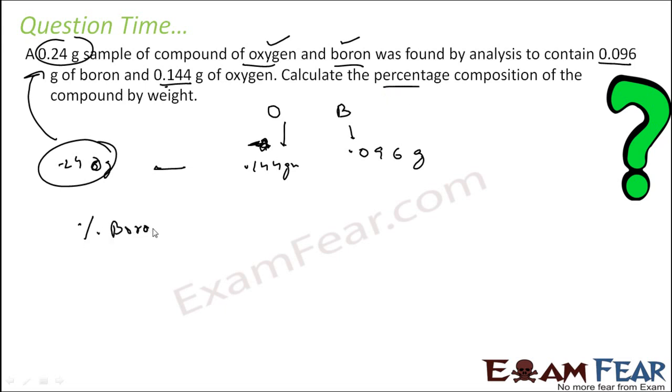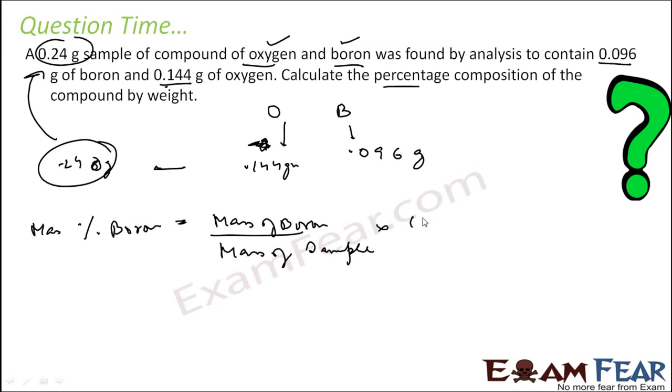The percentage of boron will be what? The mass percentage will be the mass of boron by the mass of sample into 100. Put the value: the mass of boron is 0.096 gram, by 0.24 gram, into 100. The gram gets cancelled. You solve this, you get 40%.